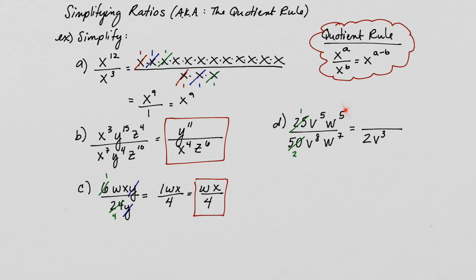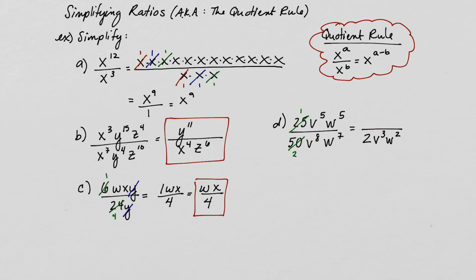I can do the same thing to look at the w to the 5th and the w to the 7th. So w's, where do I have more w's? On the bottom. How many more do I have? I have 2 more, so w squared. Now, you can never have a fraction that looks the way it's written currently, because right now I have nothing on the top of the fraction. Every single fraction has to have something on top.